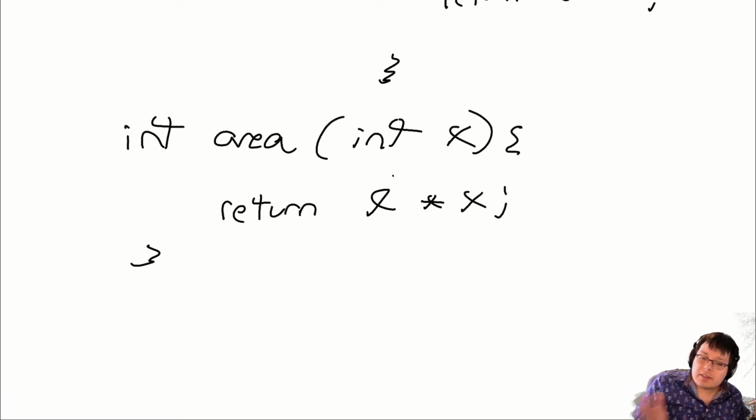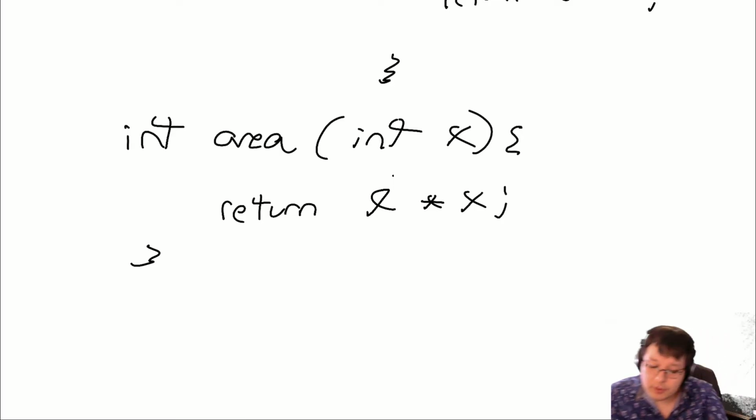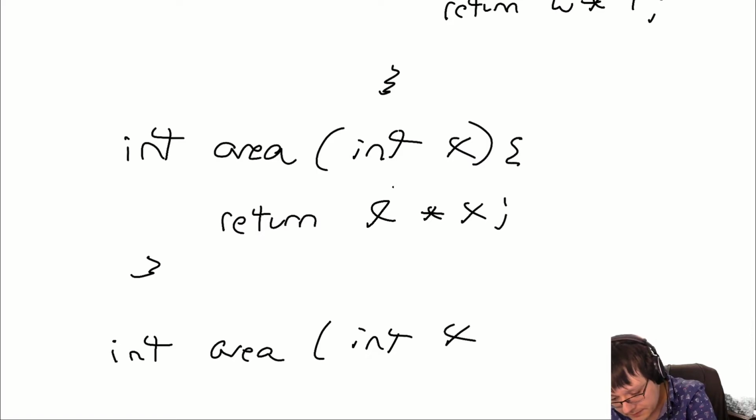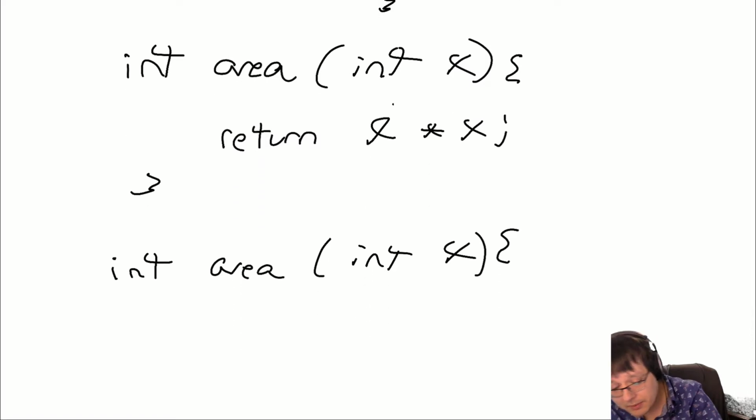But suppose that somebody else wanted to create an area for the circle, as we said. How is that going to look? It's going to be identical, actually. At least in the parameters.